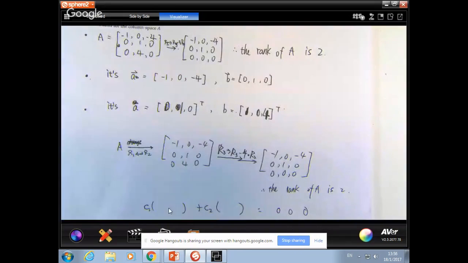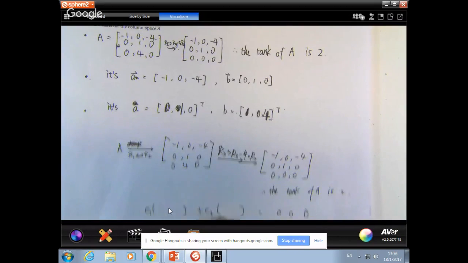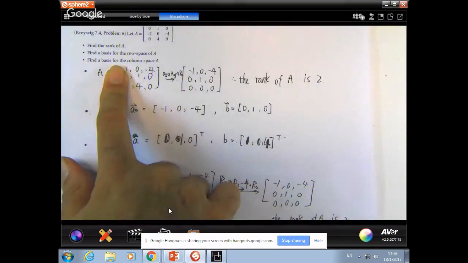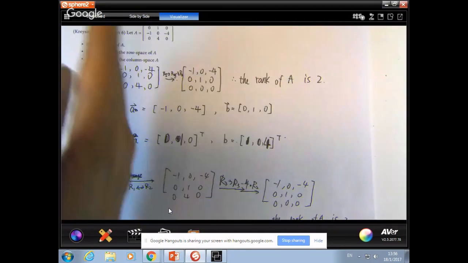So when you're doing row or column operations, you have to be careful. Row operations will keep the row space the same. Column operations will keep the column space the same. Both of them will keep the rank the same, but they may change the vector space, and therefore they may change the basis.